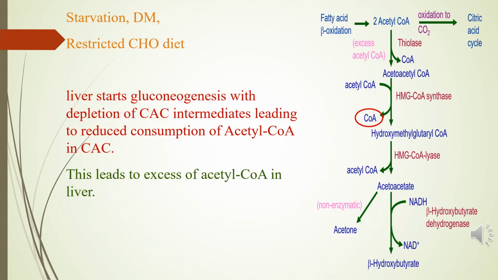It's important to remember that during periods of starvation, the liver starts the process of gluconeogenesis, and gluconeogenesis utilizes the oxaloacetate, which is one of the substrates of the Krebs cycle. So when gluconeogenesis starts, there would be depletion of the oxaloacetate and slowing of the Krebs cycle, and there will be reduced consumption of acetyl coenzyme A in the citric acid cycle, and this is going to lead to overflooding of the liver with acetyl coenzyme A, which is also increased by increased fatty acid oxidation as a result of the prolonged starvation.